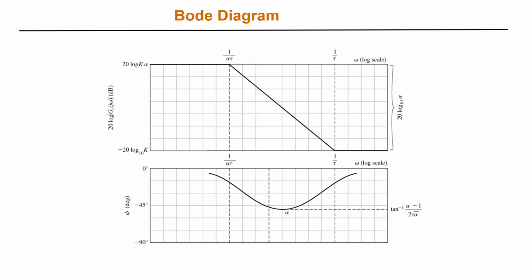Now tell me, at high frequencies, what will be the gain of the compensator? Minus 20 log alpha. Okay, this is basically what we have. How about the angle? At infinity, it will go to 0. It will diminish. And this is the trick which we are going to use.